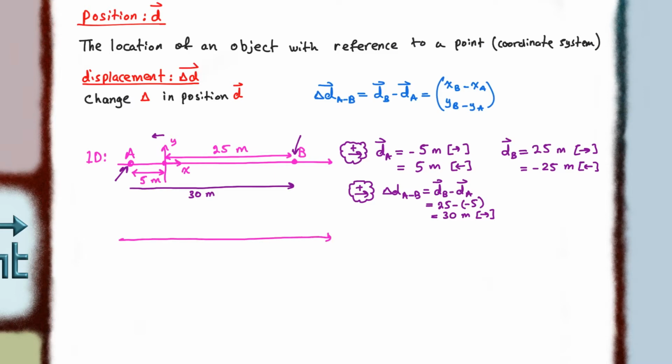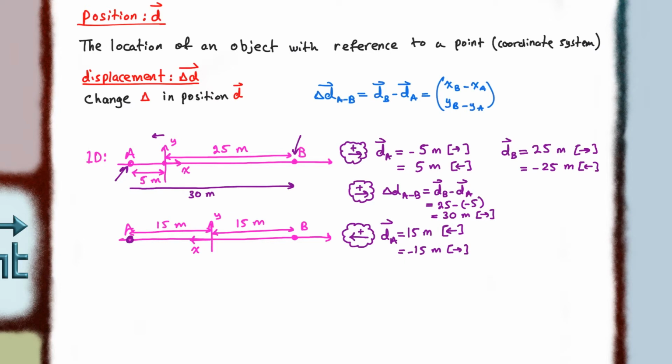Now let's do the same example. This time position A and B are going to be exactly the same, but we're going to change our reference point. We're going to put it right in the middle, 15 meters from A and 15 meters from B. Now for the positions, this time we're going to take left to be positive just because we can, and position A is going to be 15 meters to the left, so this time it's going to be positive 15 meters to the left, or it's going to be negative 15 meters to the right because we took left to be our positive coordinate. For position B, it's located 15 meters to the right, so it's going to be negative 15 meters to the left or 15 meters to the right.